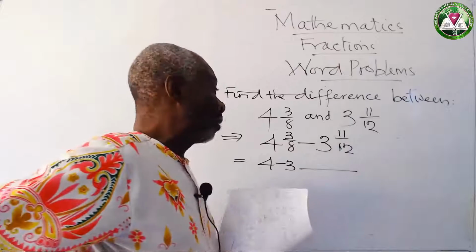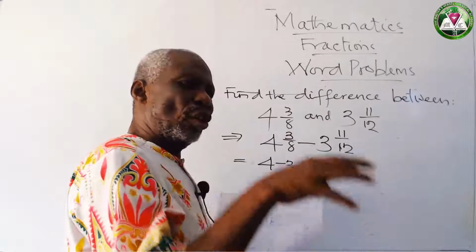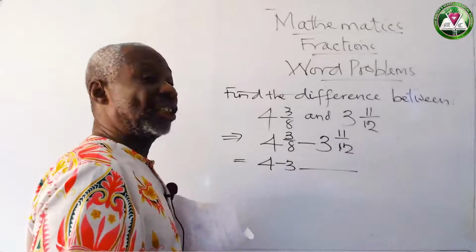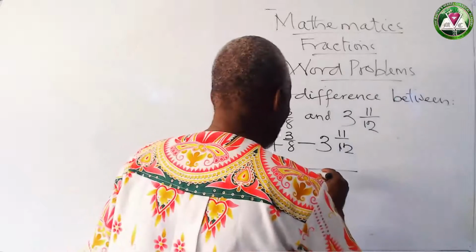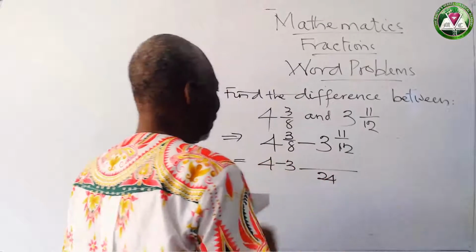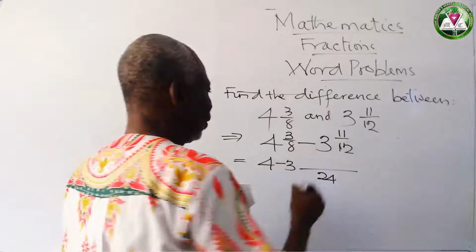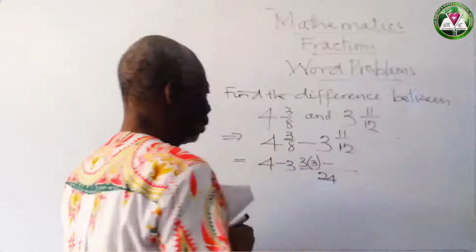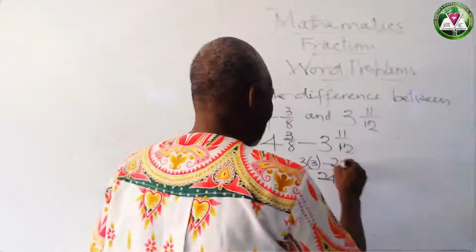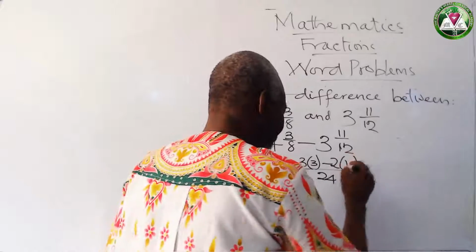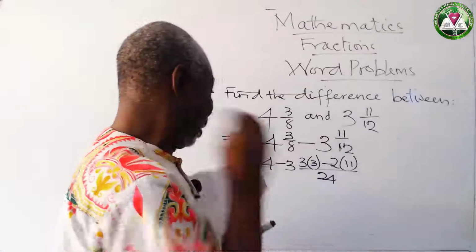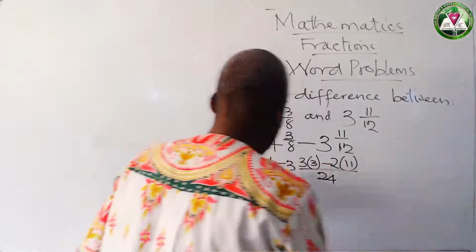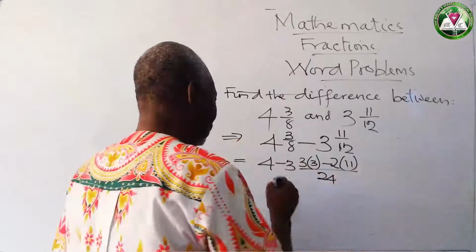Then we look at their denominators, 8 and 12, and give them a least common denominator. And the least common denominator there, luckily for us again, is 24. So we take 24. Now, 8 will go into 24 3 times, but it must multiply its corresponding numerator, 3. Then 12 will go into 24 2 times, but it must multiply its corresponding numerator, 11. Then we go a step further in our simplification. 4 take away 3. That will give us just one whole number, 1.